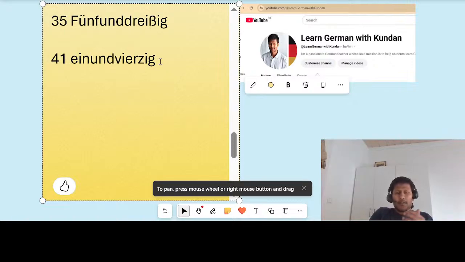So second one will be zwei und vierzig, drei und vierzig, vier und vierzig, 44. And how it will be 49? Can anyone tell me or write in the chat with both alphabet, the number as well as the German, how you write in German. So 49.